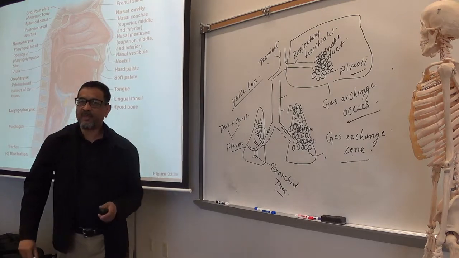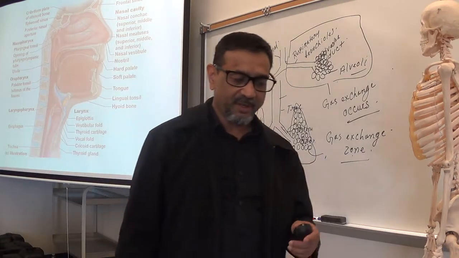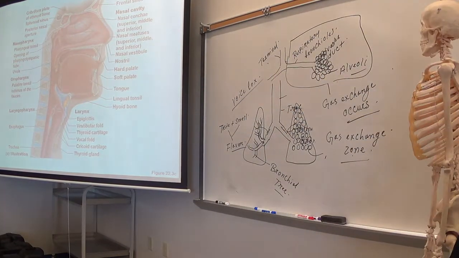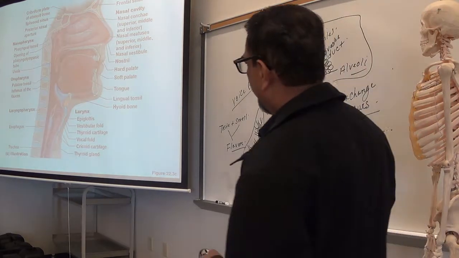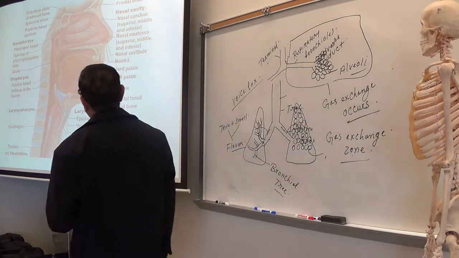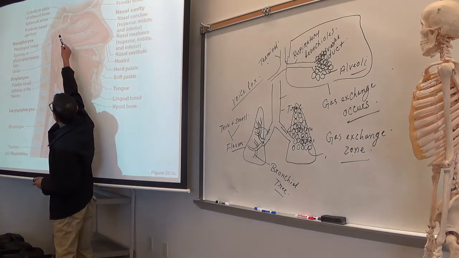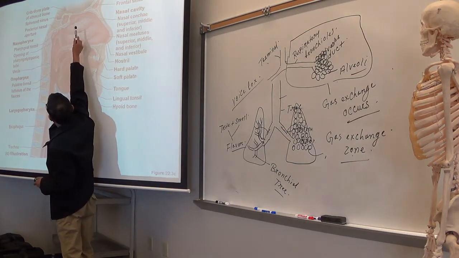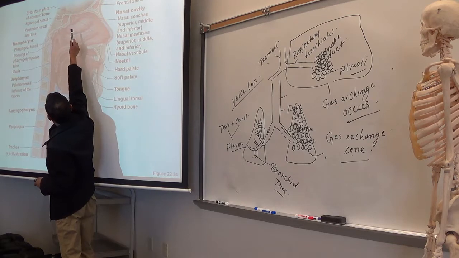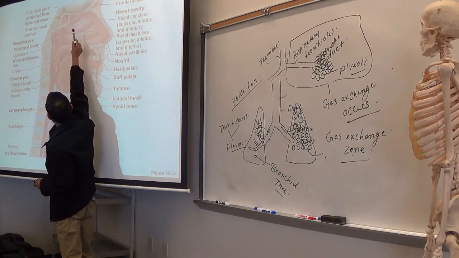Meatus. Superior meatus, middle meatus, inferior meatus. Three concha, three meatus. And that is the roof of the nasal cavity. You see the cribriform plate of ethmoid. You already have seen in NP1.